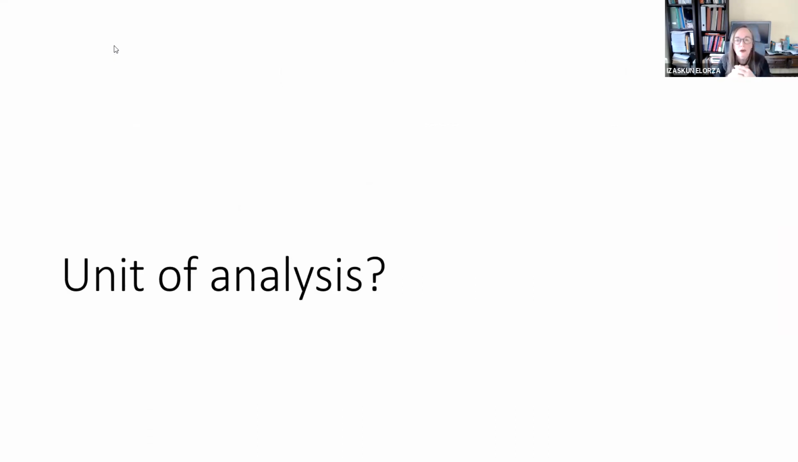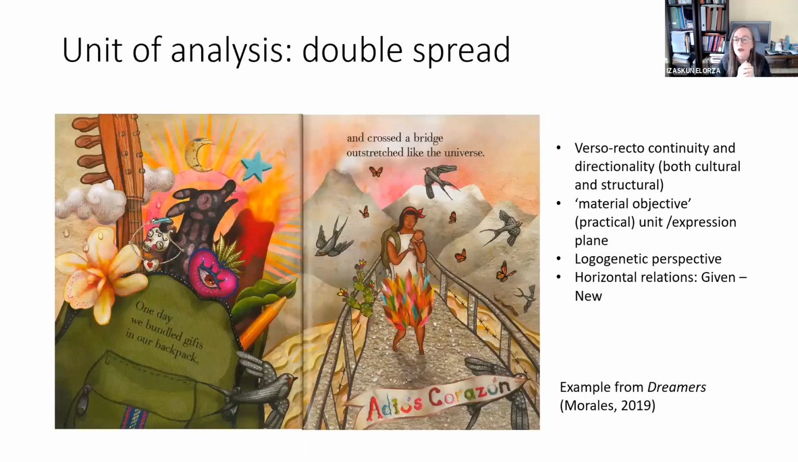I'm going to refer to 3 different units of analysis that are typically used when dealing with this kind of material. So first of all, we have what is called the double spread. And you have a very nice example taken from Dreamers, which is a wonderful, very recommendable picture book by Yuyi Morales, Mexican, but established in the United States. And she's telling the story of this woman and her baby going as migrants to the United States.